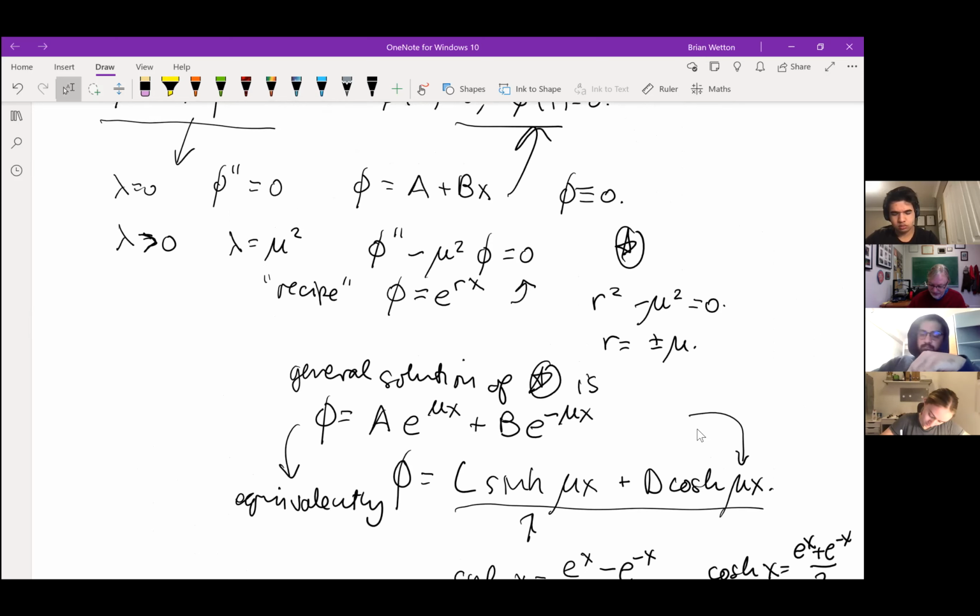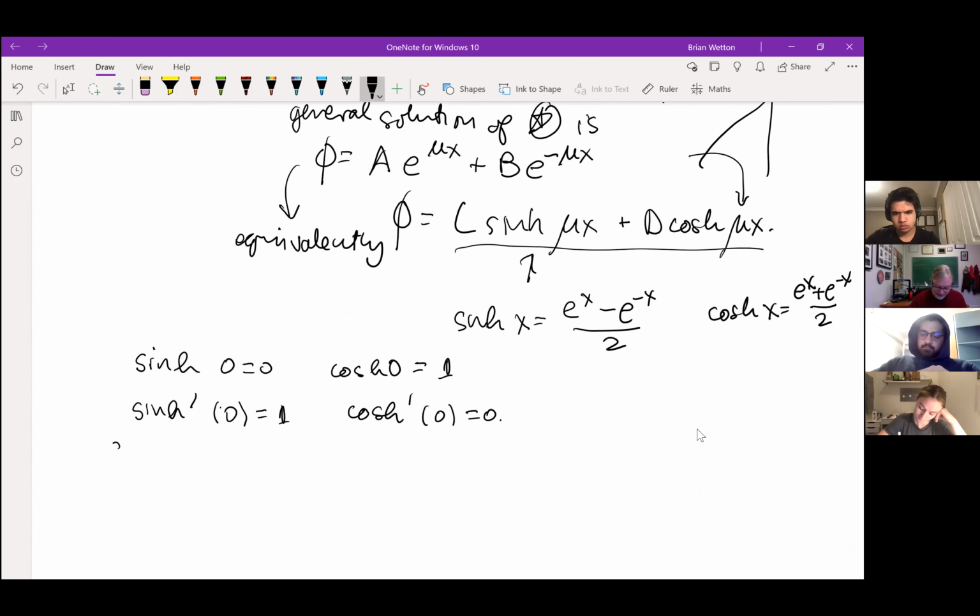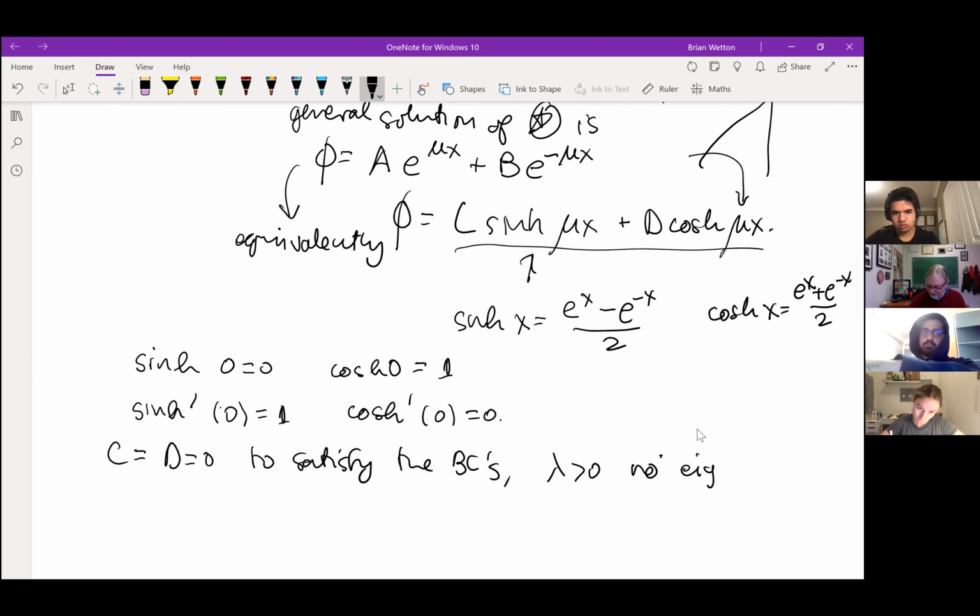then to satisfy the first boundary condition, I have to have D equals 0, right? And then to satisfy the second boundary condition, I have to have C times hyperbolic sine of mu is 0. And the graph of hyperbolic sine looks like this. So it's not 0. So that means I have to have C and D both 0 to satisfy the boundary conditions. So lambda bigger than 0, there are no eigenvalues here.